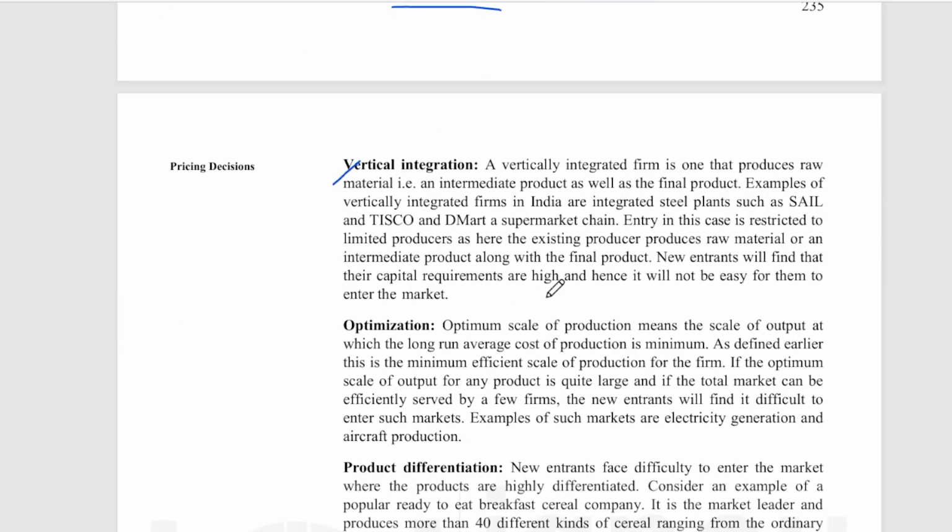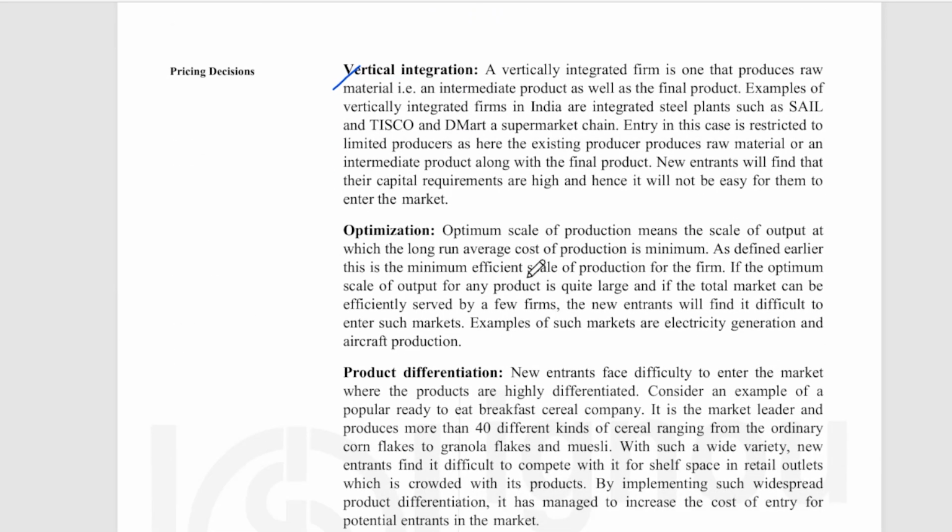Next is vertical integration. A vertically integrated firm is one that produces raw material and intermediate products as well as the final product, and that is vertical integration. Example is here. Please refer to your study material. SAIL and TISCO, DMart and supermarket chains, these are examples of vertical integration.